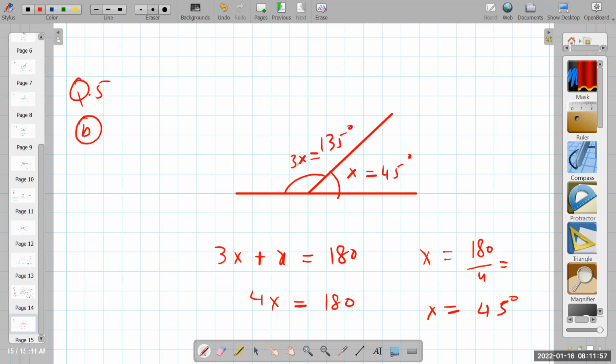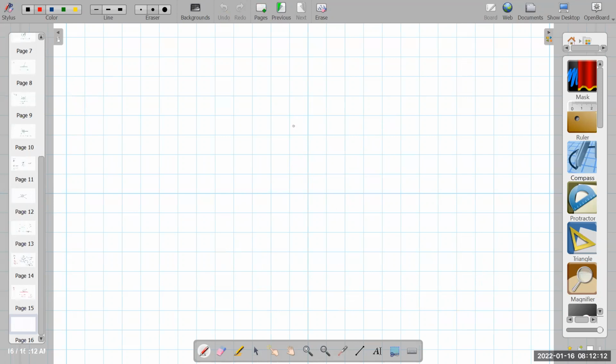Okay, now question number 6. Calculate the value of x first and then calculate the value of y in each of the following examples. One question. Which one? B. Question number 6B.